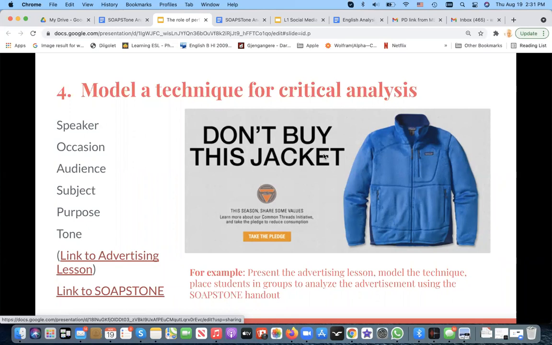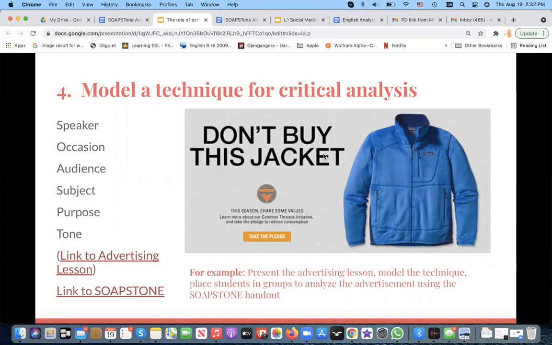So, "Don't buy this jacket." This is for an environmental organization that is focused on repurposing old fabrics so that we don't create more pollution through the environment. So it says, don't buy this jacket because it's new, right? It's kind of an attention grabber. So the text here means the opposite. It's ironic, right? It's irony.